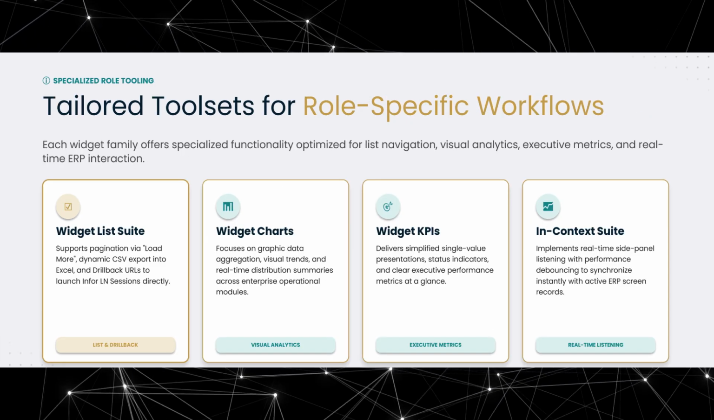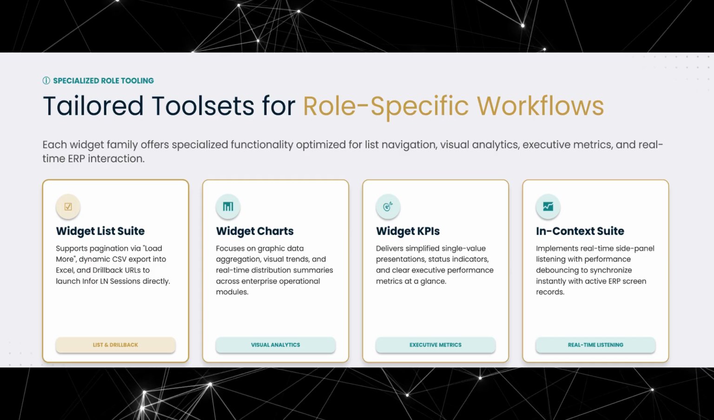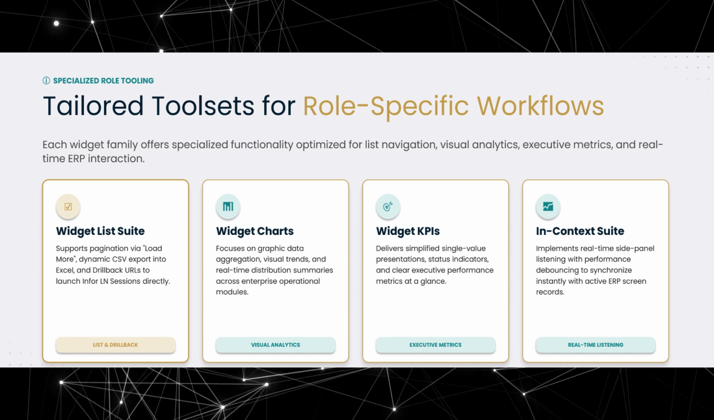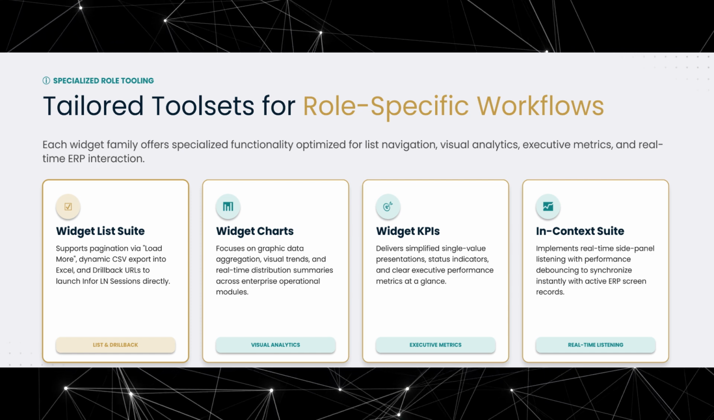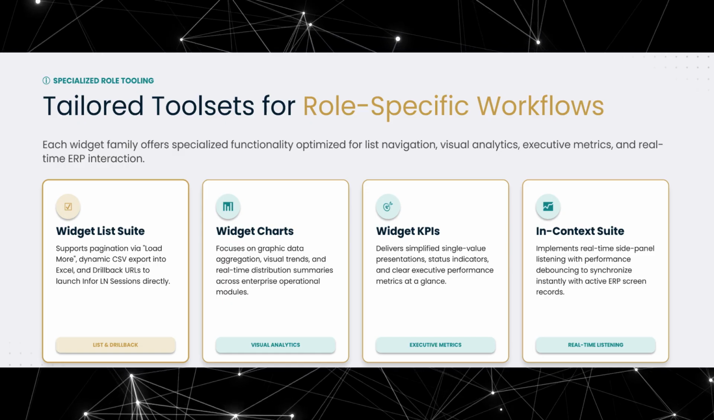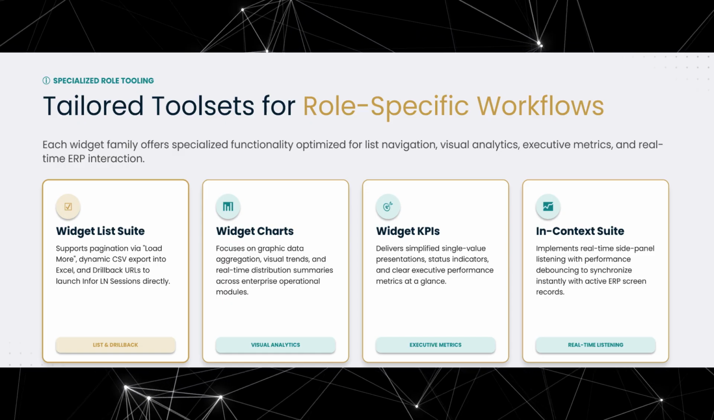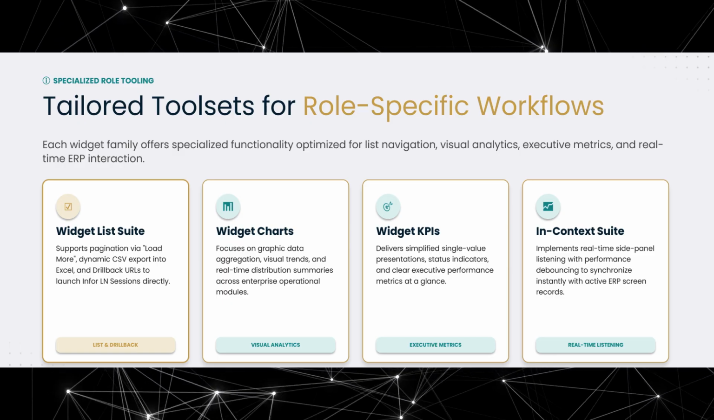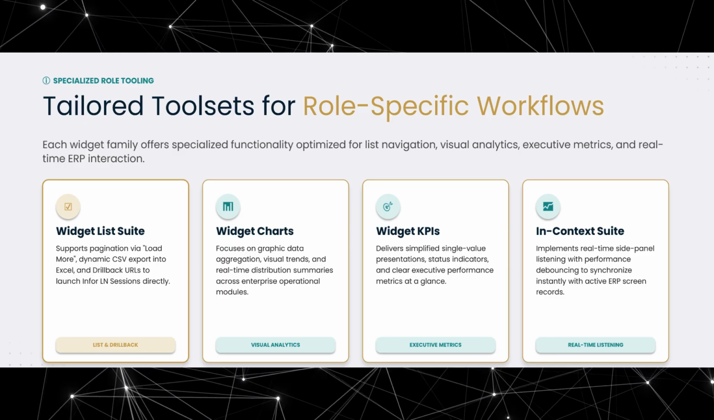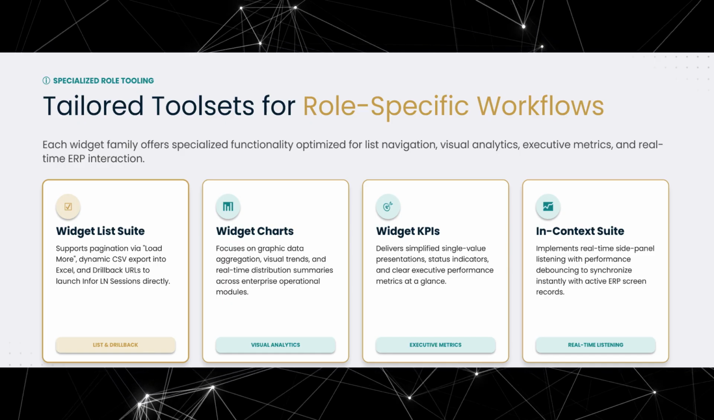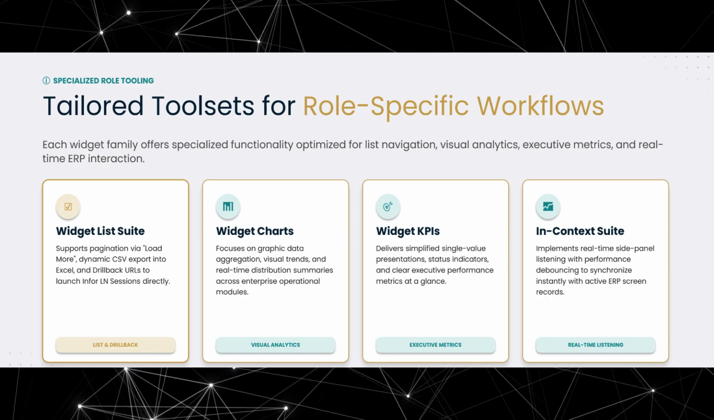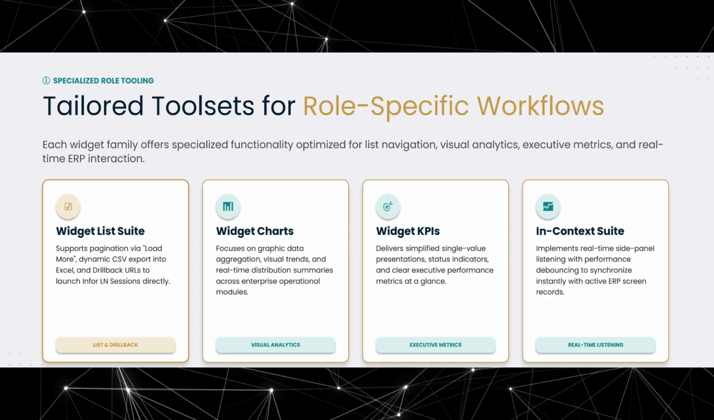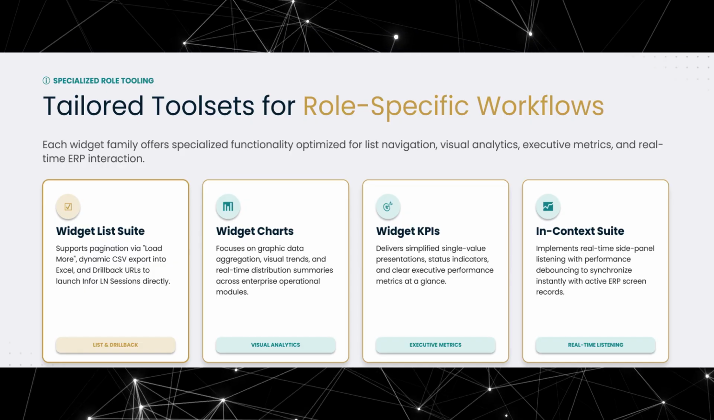At the same time, each family offers tailored tools for specific roles. Widget list type supports pagination through the Load More button, a dynamic CSV download toggle to move data into Excel, and Drillback URLs to open up Infor LN sessions. Our widget chart focuses on graphic aggregation, and KPIs handle simplified value presentation. And our in-context suite implements real-time side panel listening with performance debouncing.